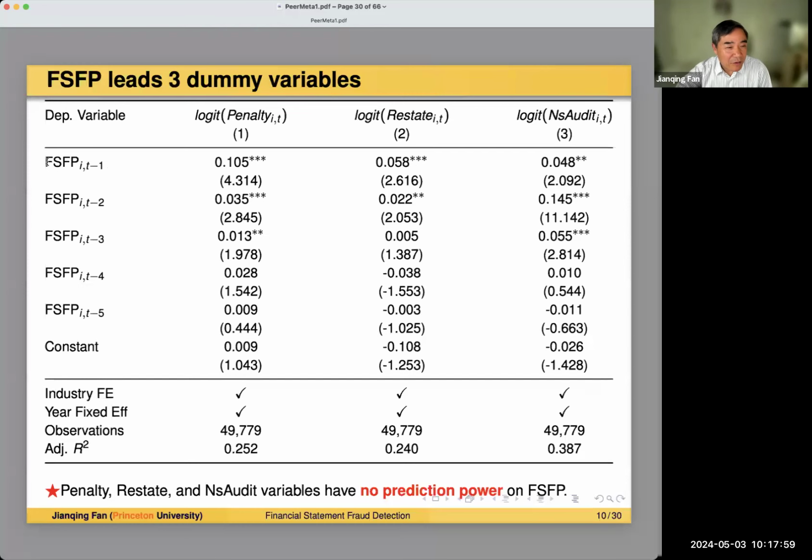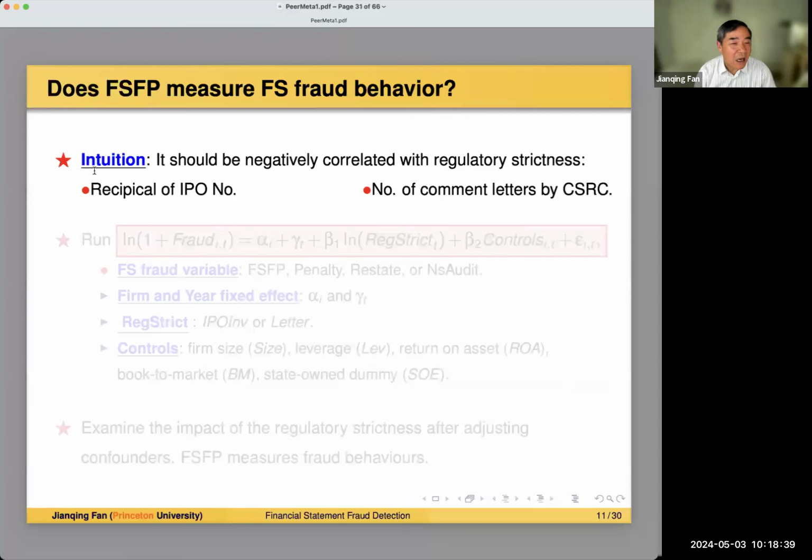If we look at this, our financial statement fraud measure, based on panel regression, actually shows statistically significant predicting power on those existing three dummy variables. And indeed, the predicting power reaches about 3 years ahead, right? So even variables from 3 years ago still have predicting power on this. And this is computed after adjusting for industry effect and yearly fixed effect, based on a lot of observations. But on the other hand, if you ask whether a penalty variable has predicting power on financial statement fraud propensity, the reverse is not true.